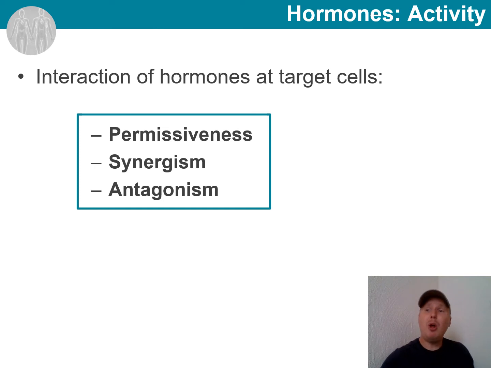Finally, multiple hormones can be acting on the same target cell at the same time. So let's look at what kind of an effect that would have. This can be either due to the hormone in question needing another hormone to be present so that it can have an effect. Or if another hormone is present, it may amplify the effect of the hormone that we are interested in. Or this other hormone may act against the hormone of our interest.